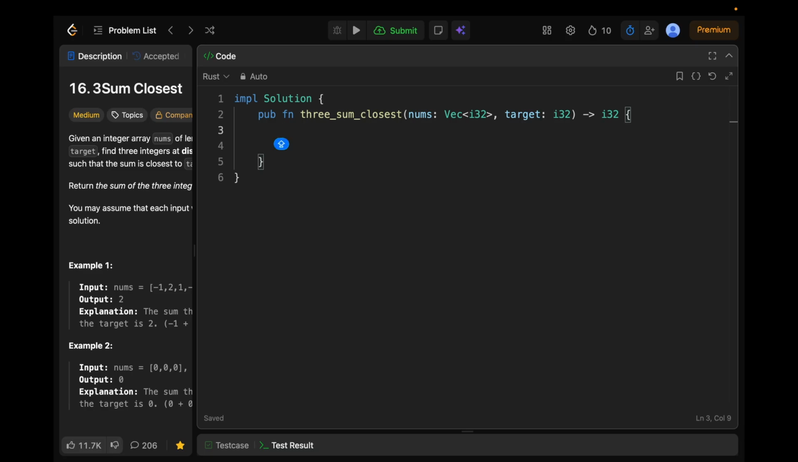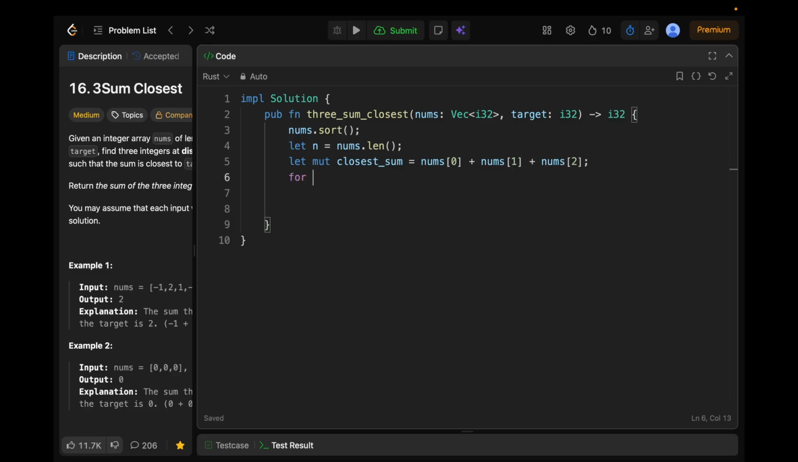So over here, my first step would be to sort this nums array, and I create a variable called n that tells me the length of the given array. I also create a closest sum variable, which is initially set to nums of 0 plus nums of 1 plus nums of 2.